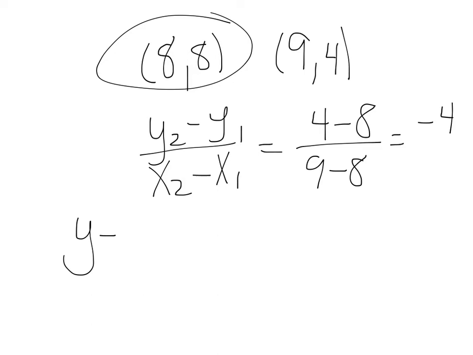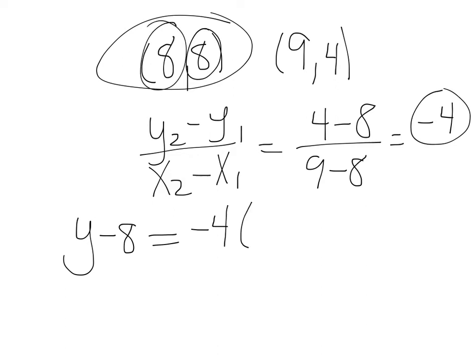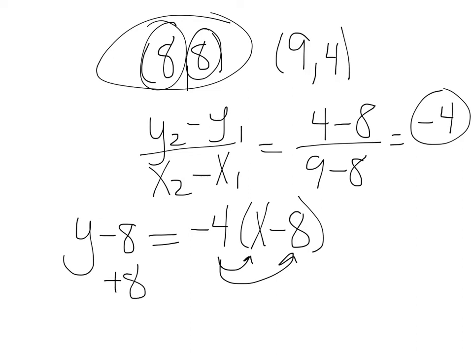y minus y1, which is my 8, equals my slope, times x minus x1. Now solve it just like before. Multiply this out. Watch the sign, because negative 4 times negative 8 is positive 32. Then after you do that, add 8 to both sides. And that'll be your answer.